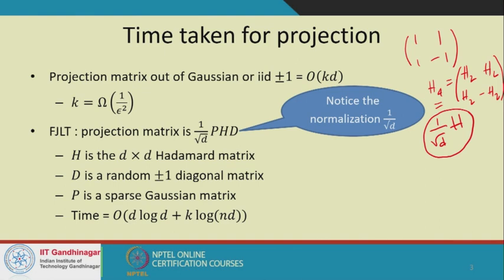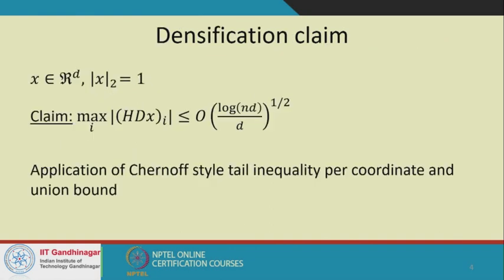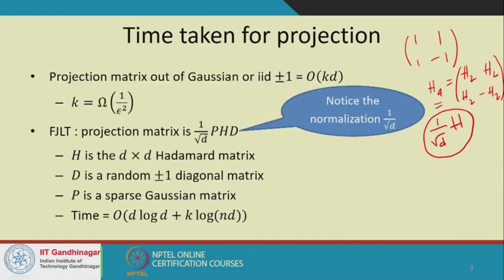And finally, the final component was this P, which was a sparse Gaussian matrix. And so the time taken was given by order d log d, which is the time taken to calculate the Hadamard transformation, plus the time taken to multiply P with the dense vector that results from HDx. And that time is k log n d because P is sparse.